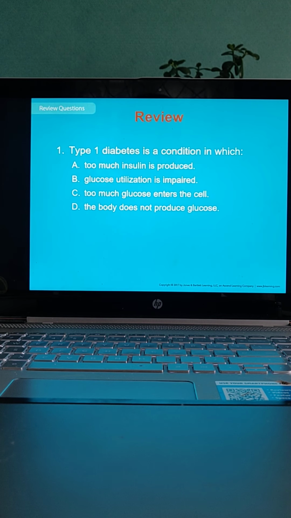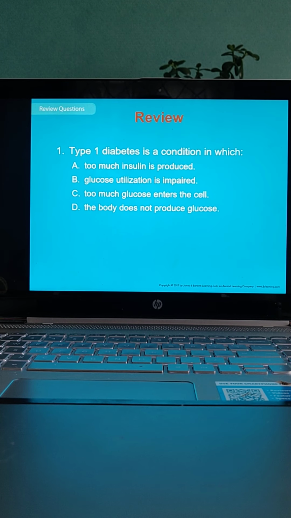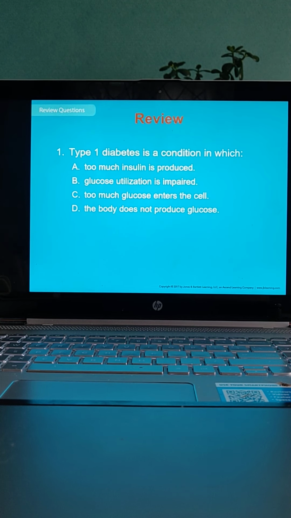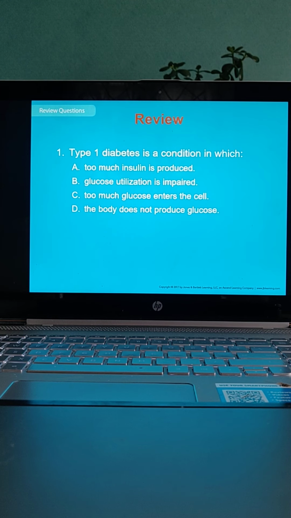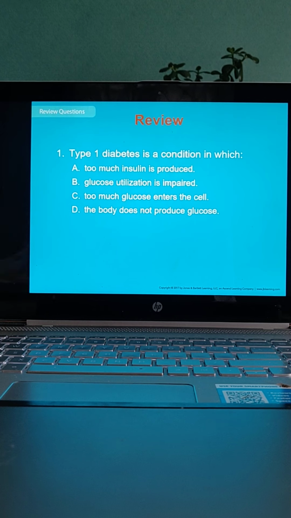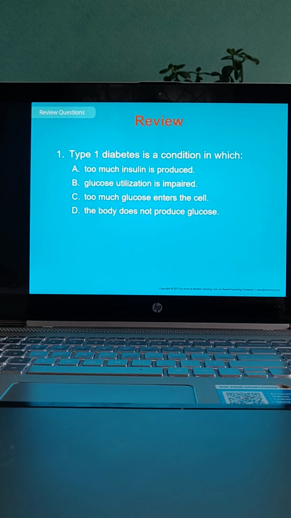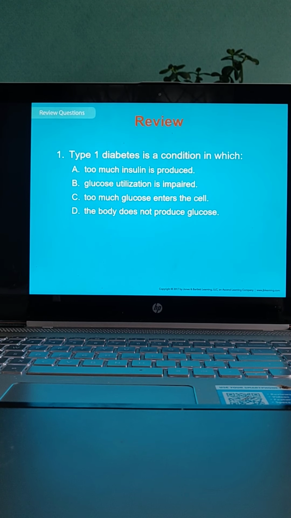Okay? So, we're at the review. So that takes care of everything we were talking about, everything we're going to talk about in the chapter. That completes the chapter. So we're going to do a quick chapter review at the end, and then that'll be it. So question number 1: type 1 diabetes is a condition in which what?